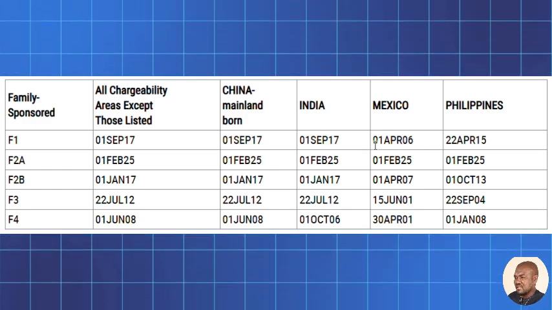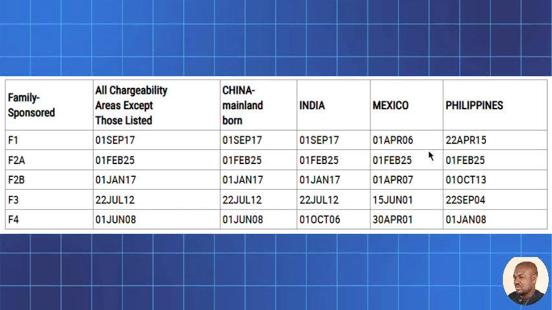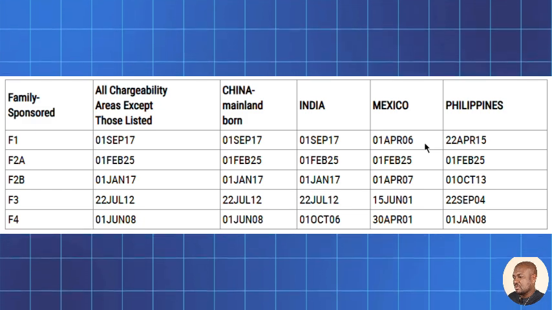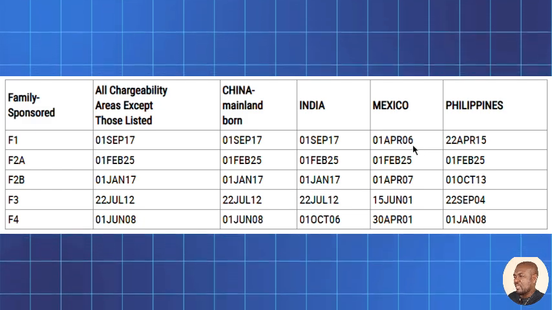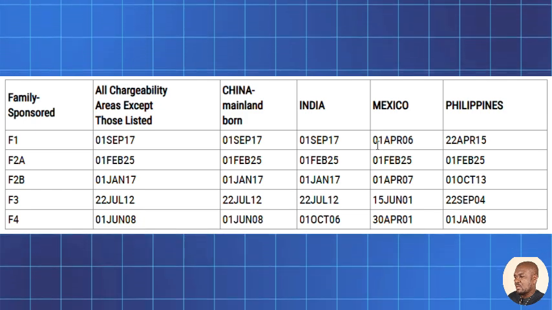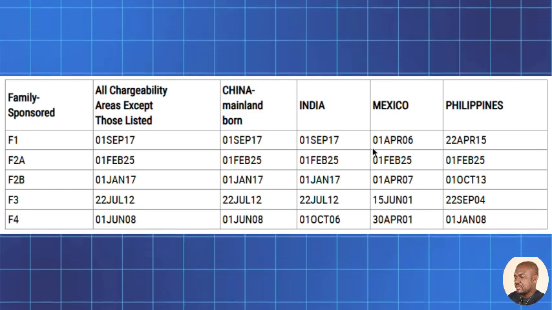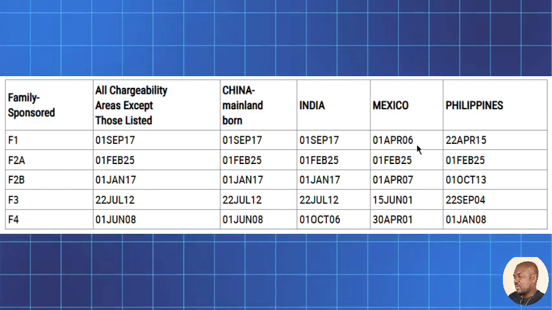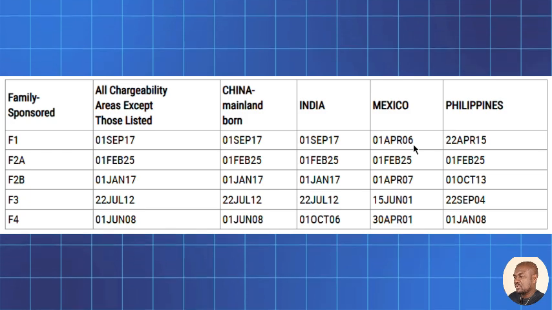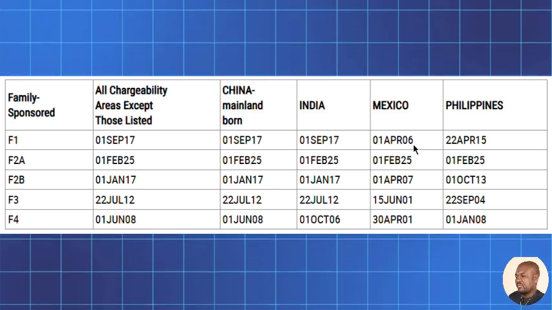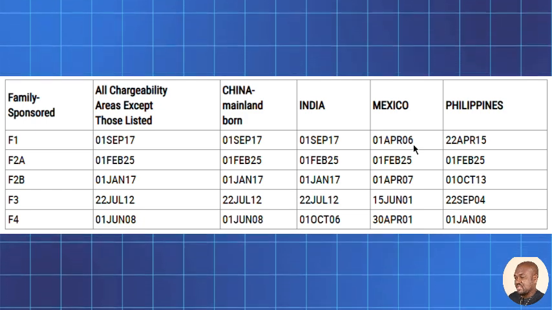Like I said, the priority date is the date your petition was filed. If you don't know, you can ask the petitioner. So you compare that date with this one. Let's say your priority date is January 1st, 2006, and the cutoff date is April 1st, 2006. So your priority date is current, and you should receive a notification, whether from USCIS or NVC, depending on the location of the beneficiary.